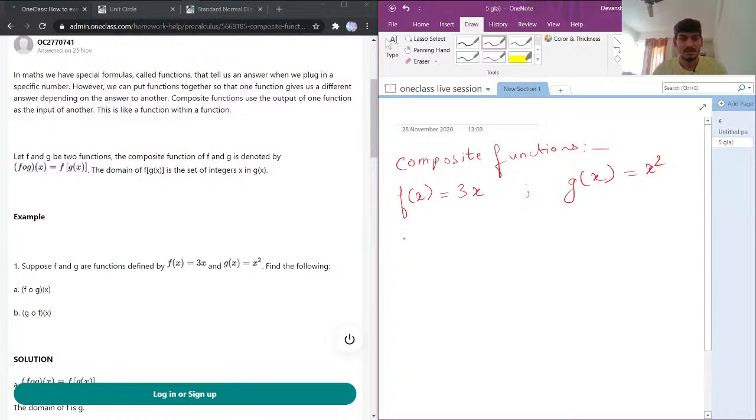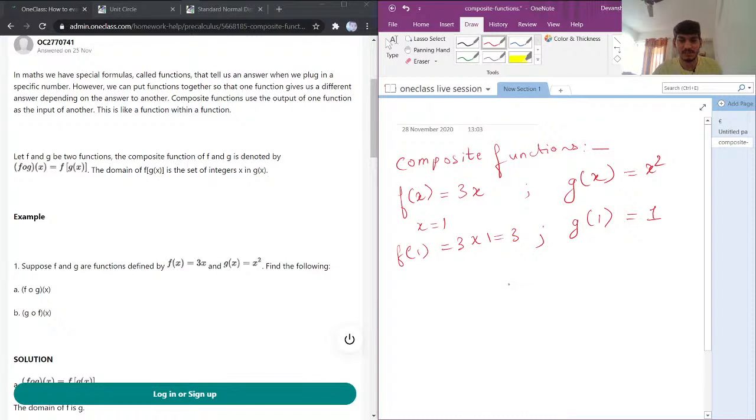So let's say if I plug in a number, let's say x equal to 1, so f of 1 equals 3 into 1. So in the place of x we just put x equal to 1, it will give 3. In the similar fashion, g of 1 is 1 square, which is 1 only.